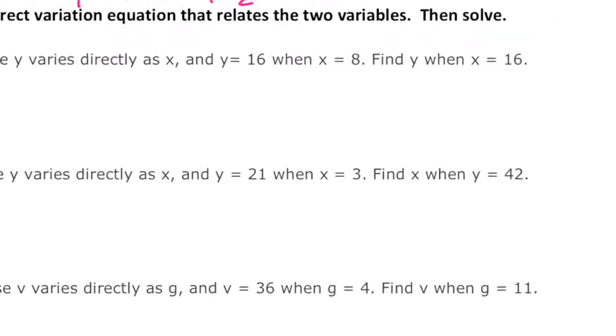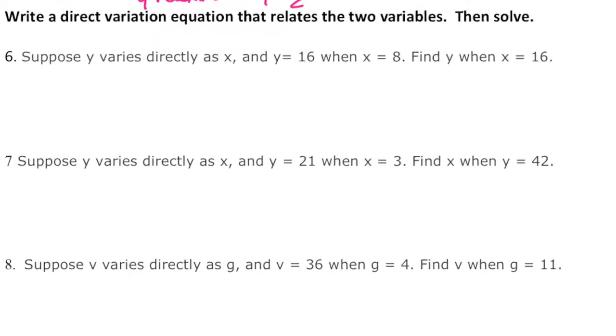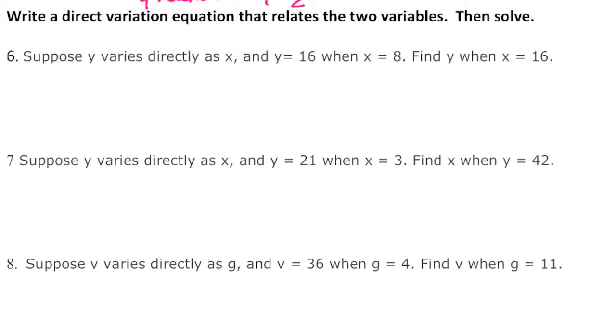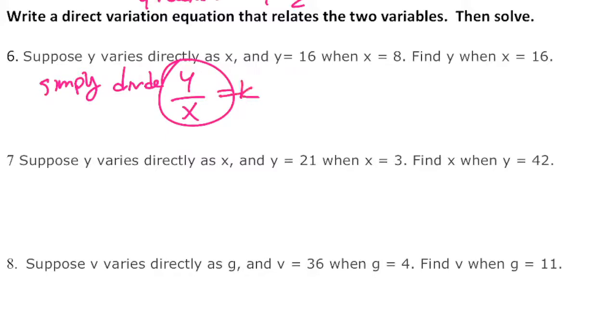So when it asks us to write an equation, the first thing we need to sniff out is how much y is changing by every time we change x. Here's how you can figure that out. Simply divide y by x, and that will give you the k, because the k tells you how much y changes every time x changes. So all you have to do is divide y by x. That will tell you how much it's changing.